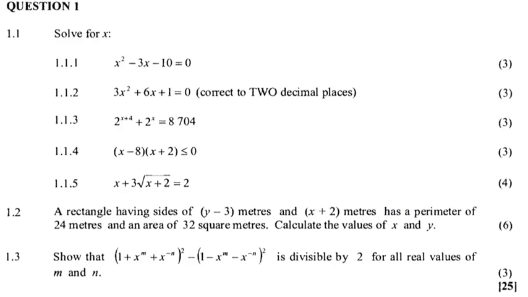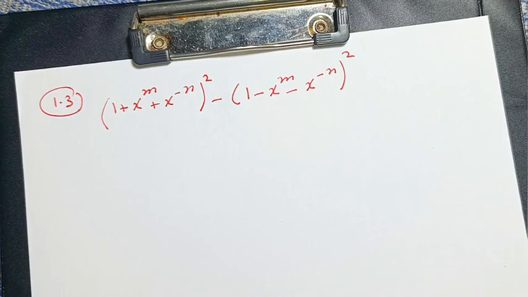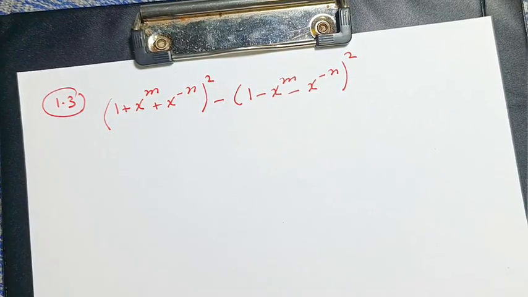Question 1.3 says show that (1 plus x power m plus x power negative n) square minus (1 minus x power m minus x power negative n) square is divisible by 2 for all real values of m and n. We need to apply some algebra. I'll show you how to solve this question.